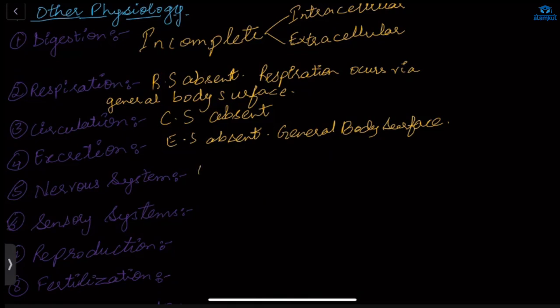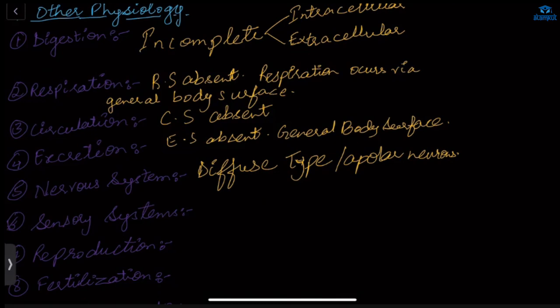Now Ctenophora will also be having nervous system, which will be diffuse type. Means what? They will be having apolar neurons or nervous system, apolar neurons. And nervous system will be like, agar ye body hai Ctenophora ki to ye diffuse rahega, charo taraf phaila hua rahega and not in a proper way. Okay, so that is why we say nervous system is diffuse type.